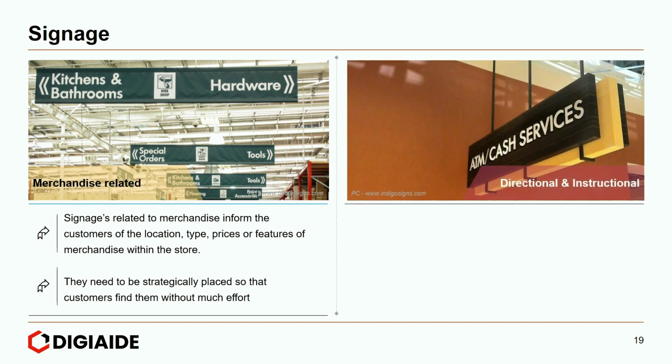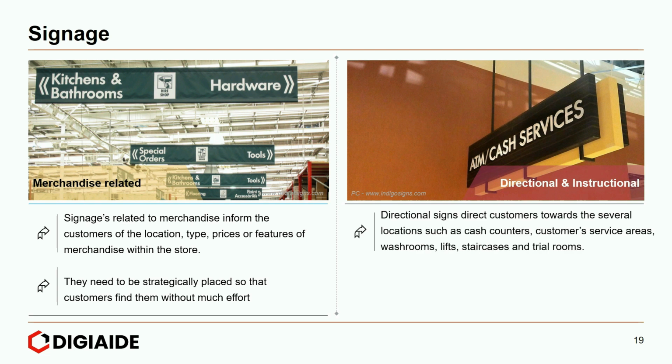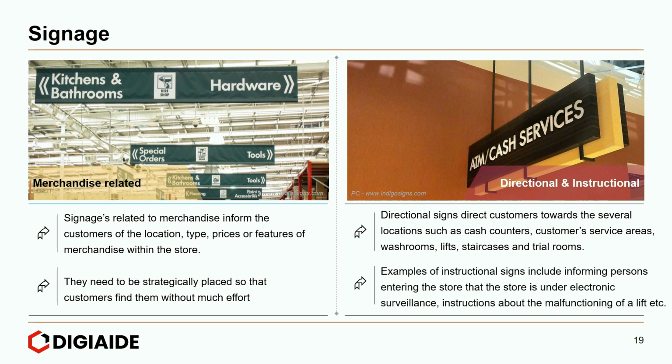Next, directional and instructional signs. Directional signs direct customers towards several locations such as cash counters, service areas, washrooms, lifts, staircase, and trial rooms. Examples of instructional signs include informing persons entering the store that the store is under electronic surveillance, or instructing about the malfunctioning of a lift.